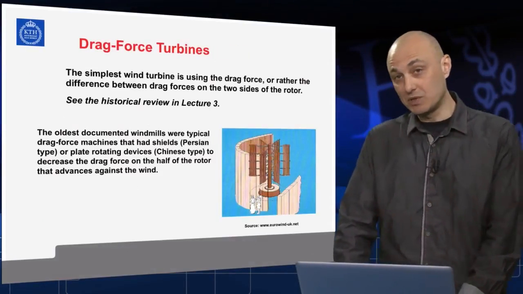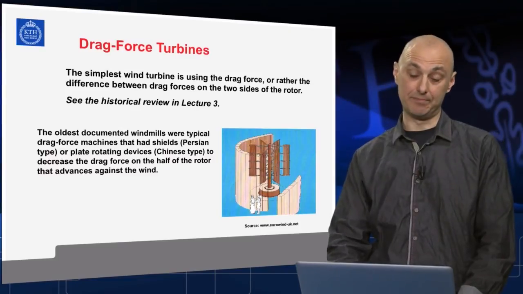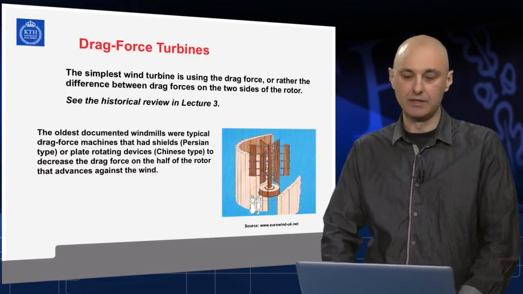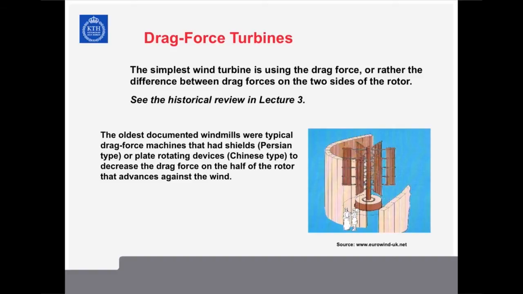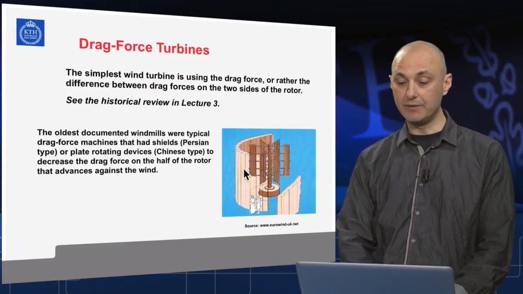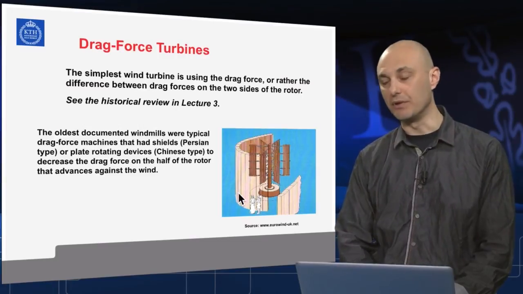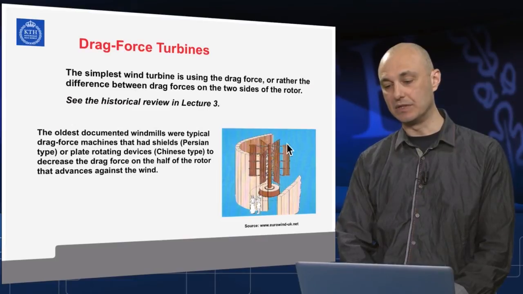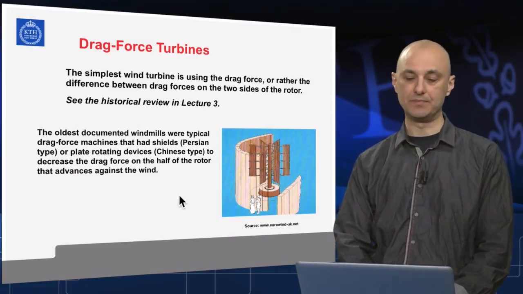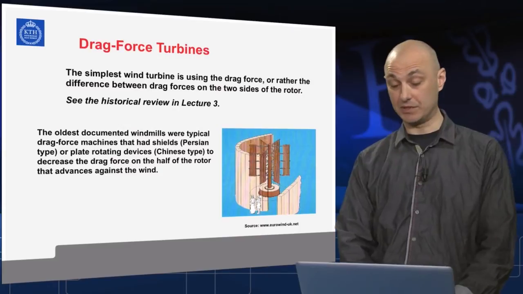The simplest possible type of turbine would be the drag force one. And the simplest drag force turbine would be the one that uses flat plates, shielded from one side. We will come back to this in the history review in lecture 3. While the other side is exposed to the wind, maybe also the structure is helping to channel the wind through the device. So hopefully this side advancing against the wind is ideally shielded or behind the wall, while the other side of the rotor or the flat blades here are experiencing the full power of the wind. This is the Persian type, the so-called Persian type of ancient windmill.